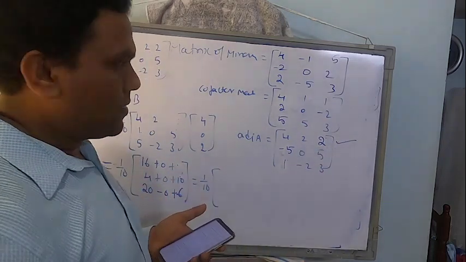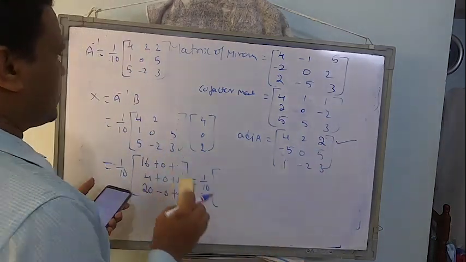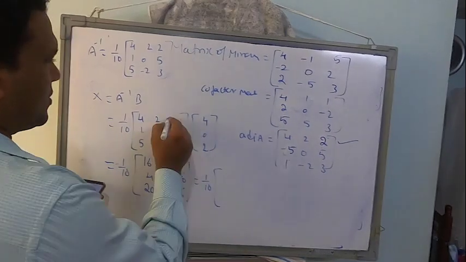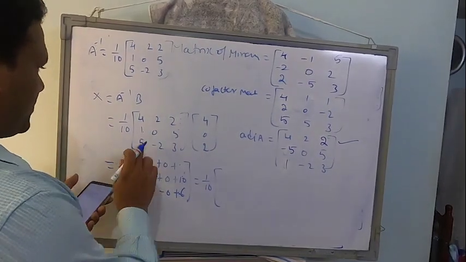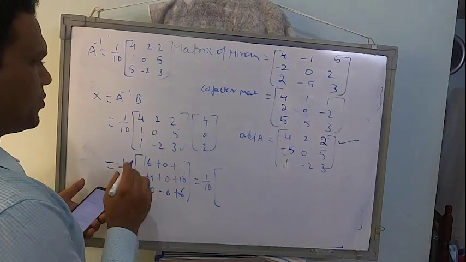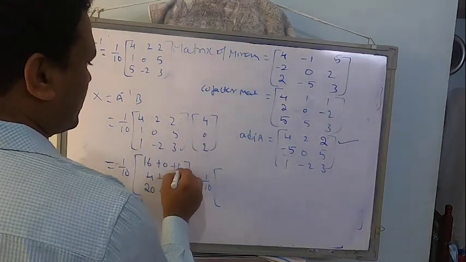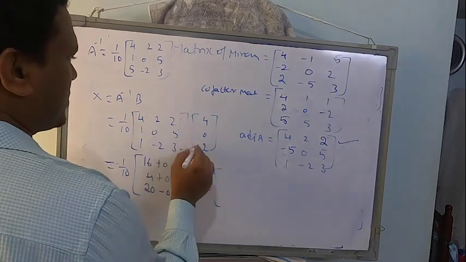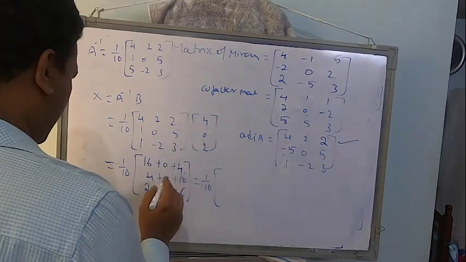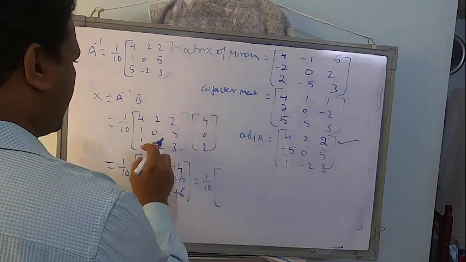So please check. Even I might go wrong. It's not that whatever I do is perfect. So somewhere, 1 minus 2, 3. So let me just check now. So 16 plus 0 plus 4. Okay. Next is 4 plus 0 minus 20.